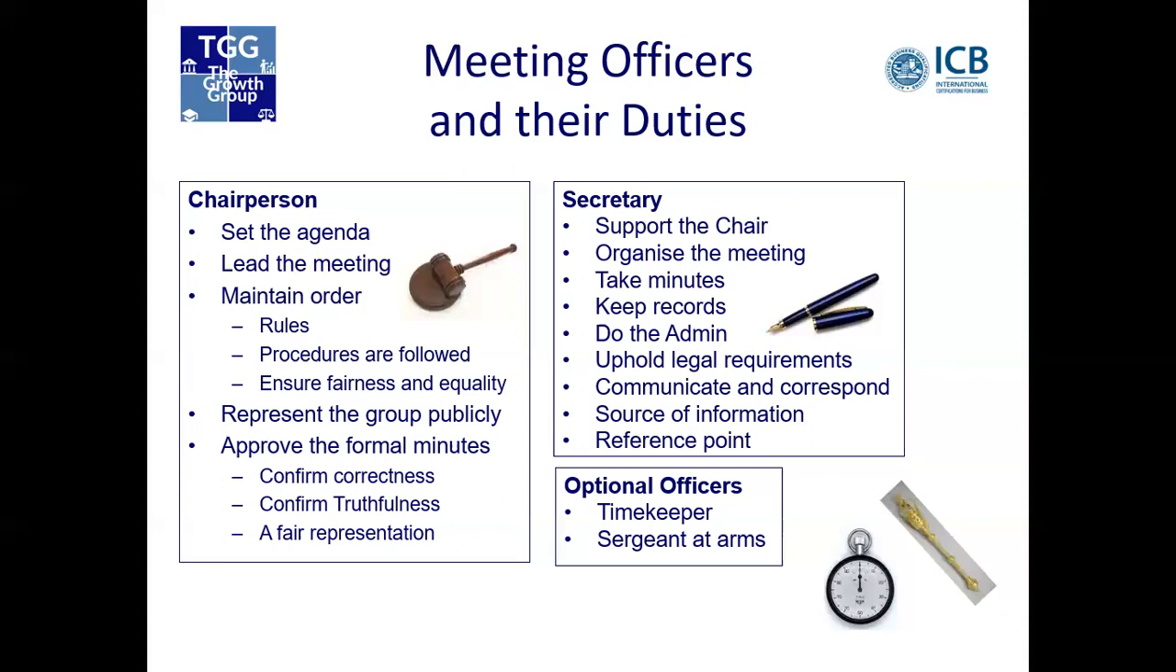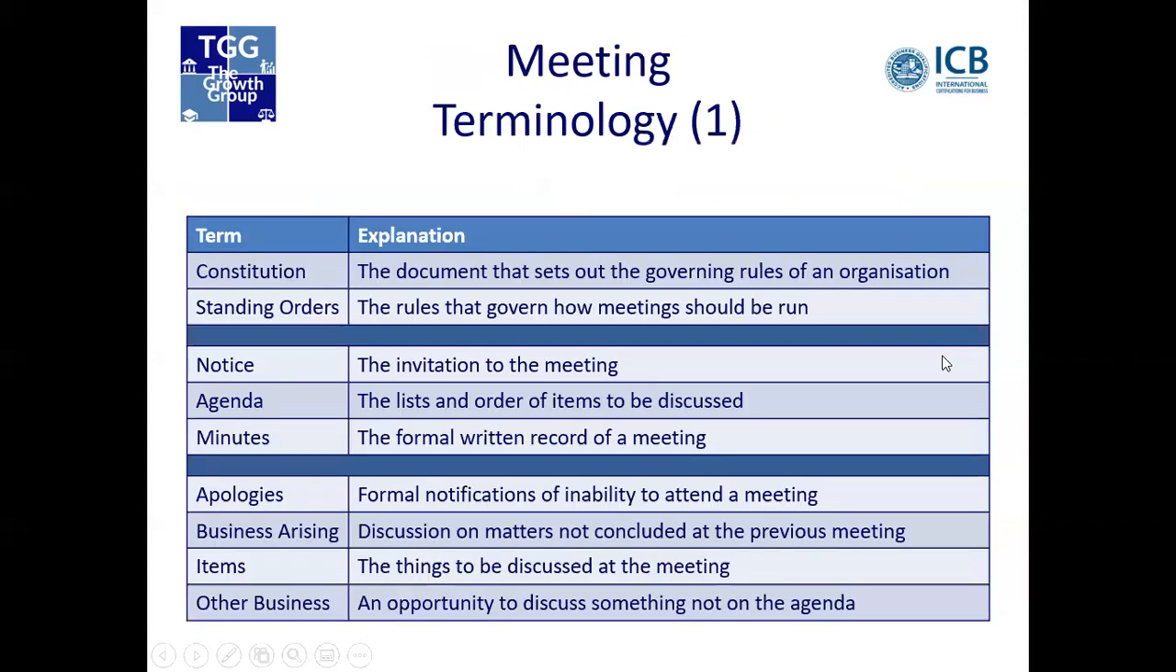And then we can have optional officers like a timekeeper or sergeant at arms if the meeting is a little bit rowdy and the chairperson knows that there's going to be trouble. He might appoint a sergeant at arms to actually take control over the meeting and maintain the order. Then it is something that he or she does not have to do.